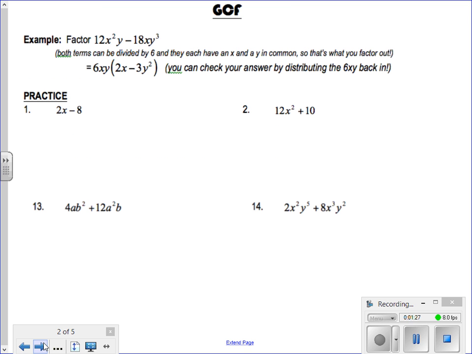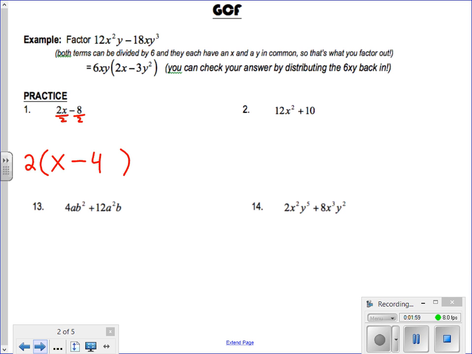Let's start with doing GCF. There's an example up at the very top, but I'm going to jump right down to practice numbers 1, 2, 13, and 14. When I look for a GCF in number 1, I look for numbers that can go into 2 and 8. That number is 2. So I put a 2 out in front of a set of parentheses, and I divide each term in the polynomial by 2. 2x divided by 2 is 1x. Negative 8 divided by 2 is negative 4. That's your final answer.